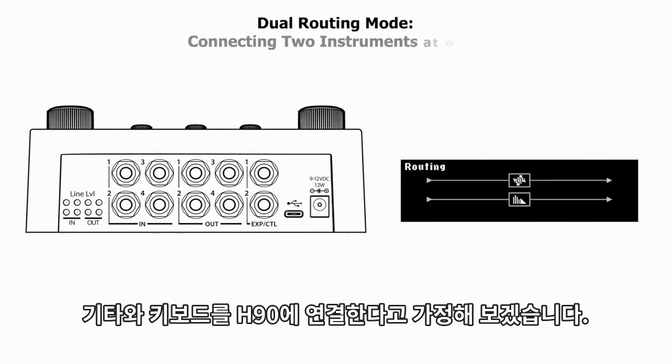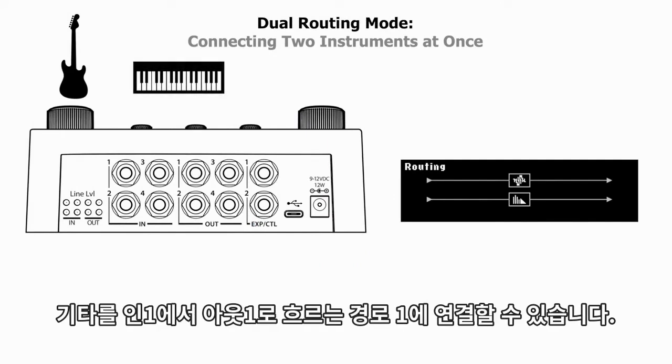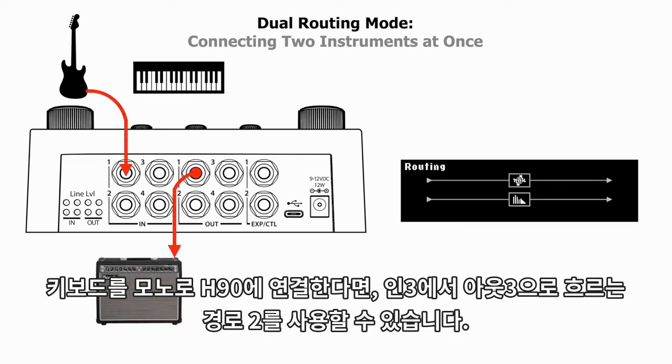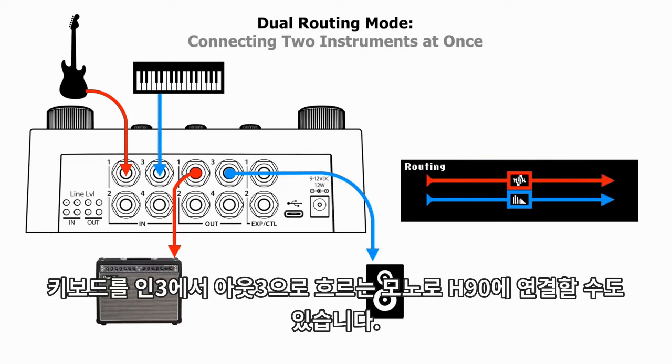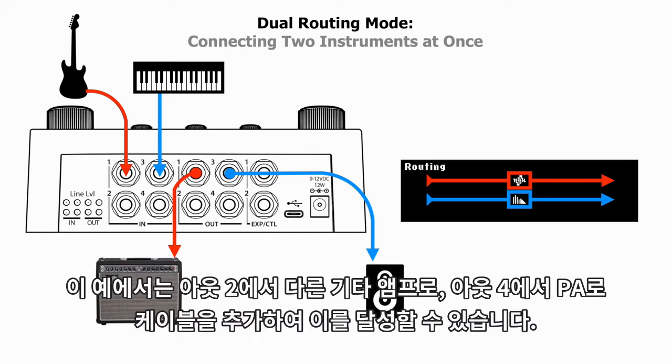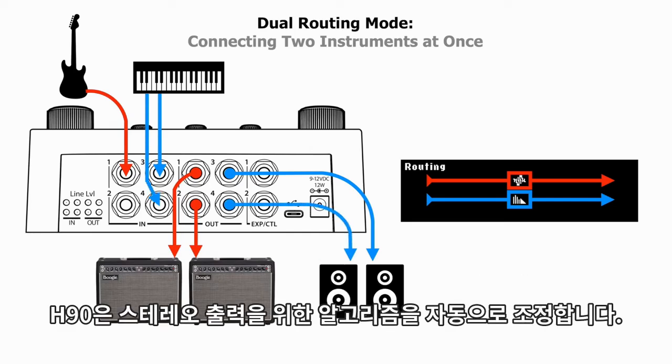Let's explain these connections with an example. Let's say we want to connect a guitar and a keyboard to the H90. We can connect the guitar to path 1, which flows from in 1 to out 1. If we were to connect the keyboard to H90 in mono, we could use path 2, which flows from in 3 to out 3. Each path would get its own effects algorithm. It's also possible to run each path mono in and stereo out. In this example, we can achieve that by adding a cable from out 2 to another guitar amp, and from out 4 to the PA. The H90 takes care of automatically adjusting the algorithms for stereo output.